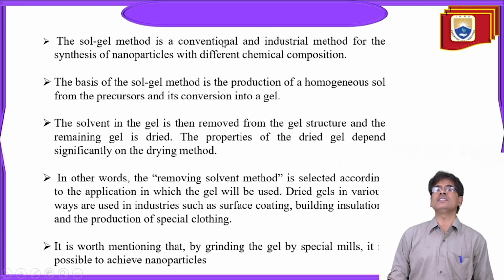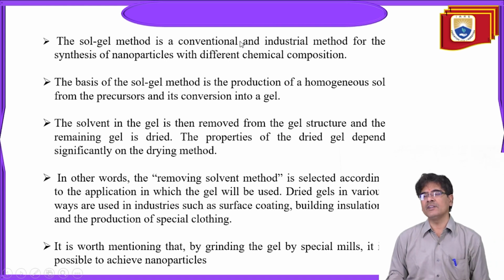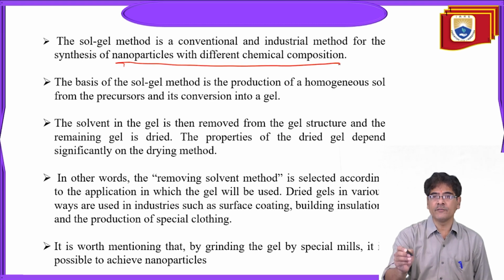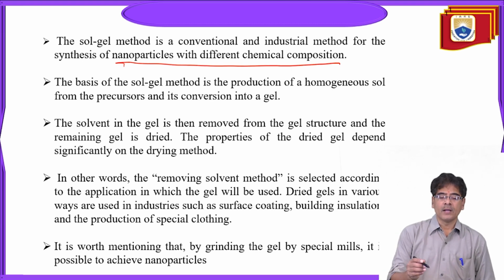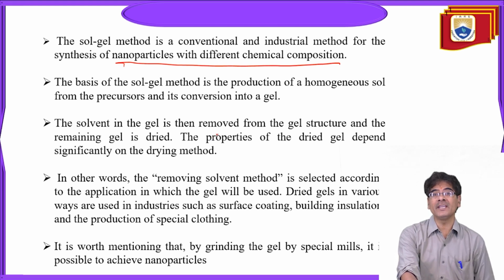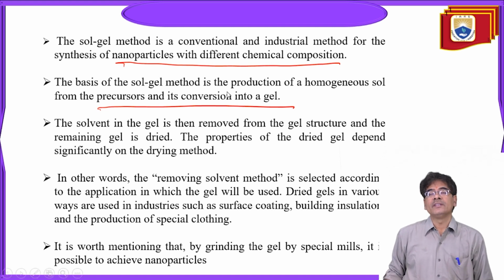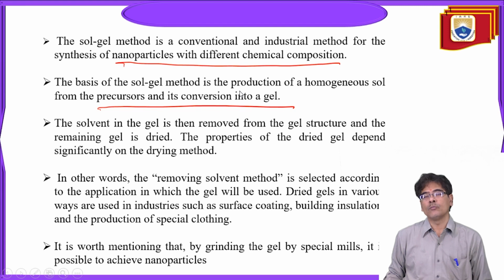The sol gel method is a conventional industrial method for the synthesis of nanoparticles with different chemical compositions. The basis of the sol gel method is the production of a homogeneous sol from the precursors, which are obtained from the oxides, and its conversion into gel.